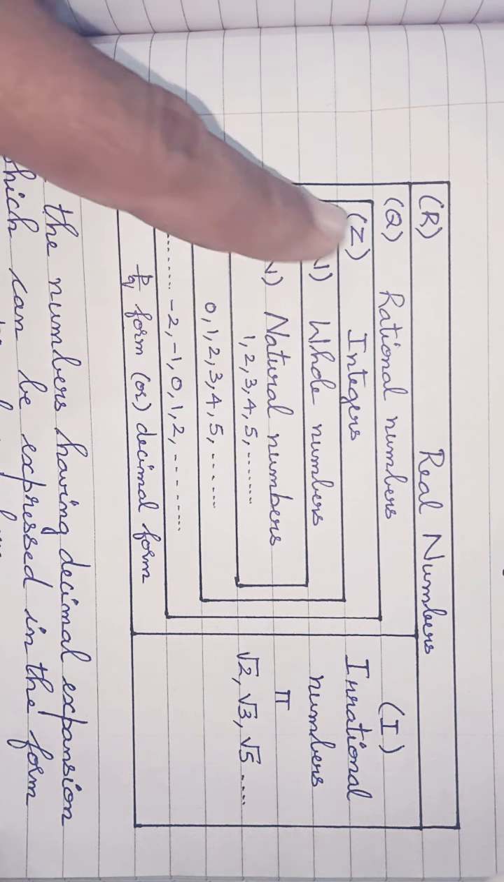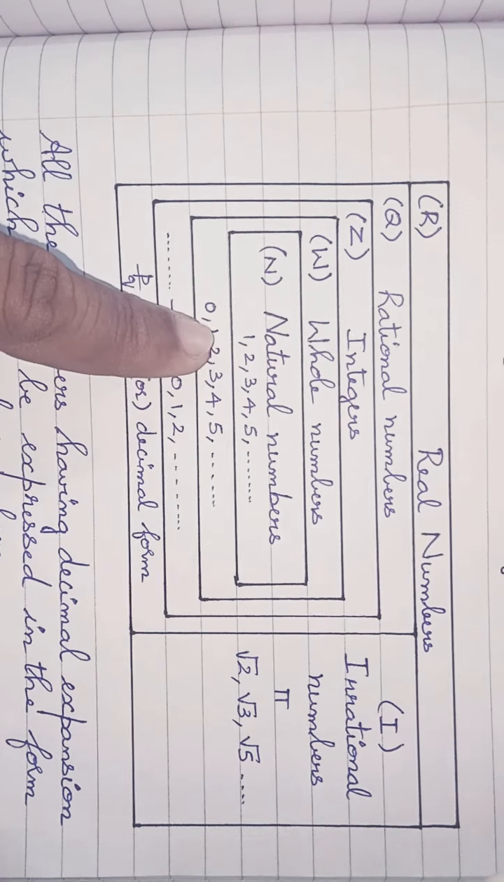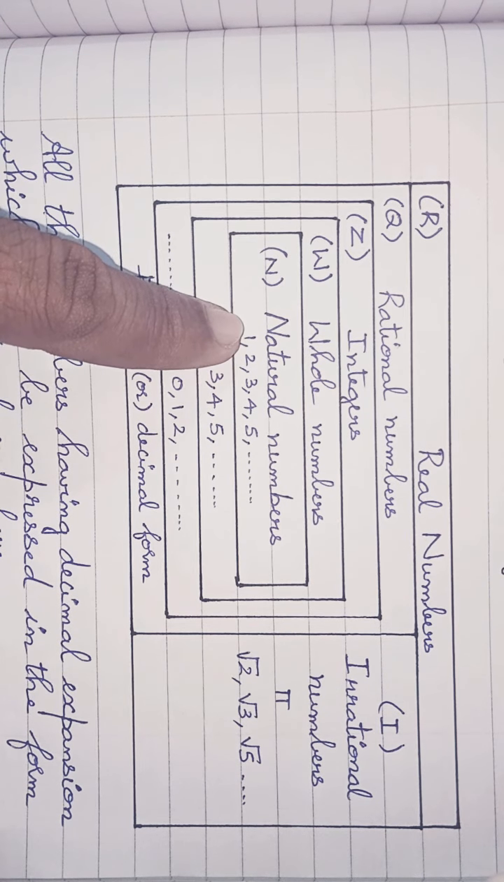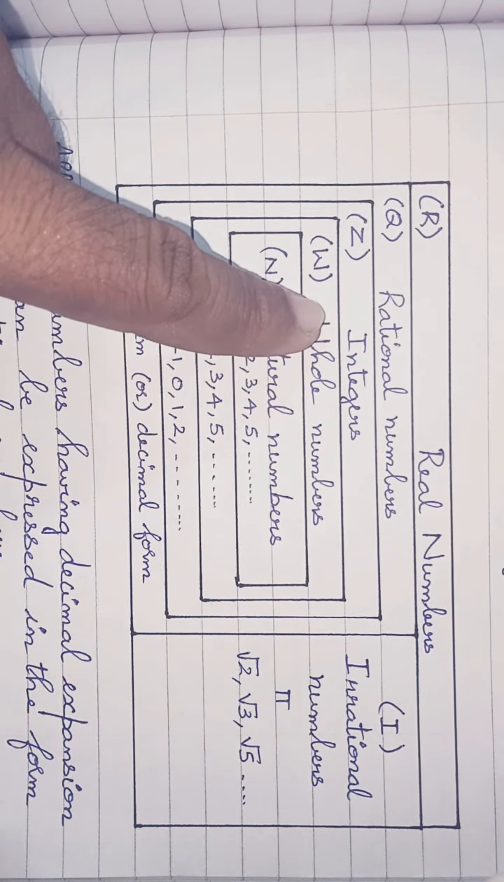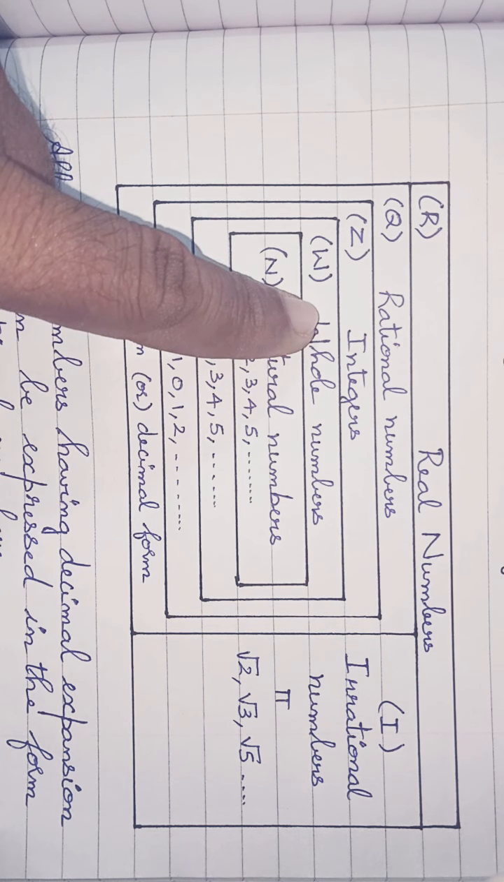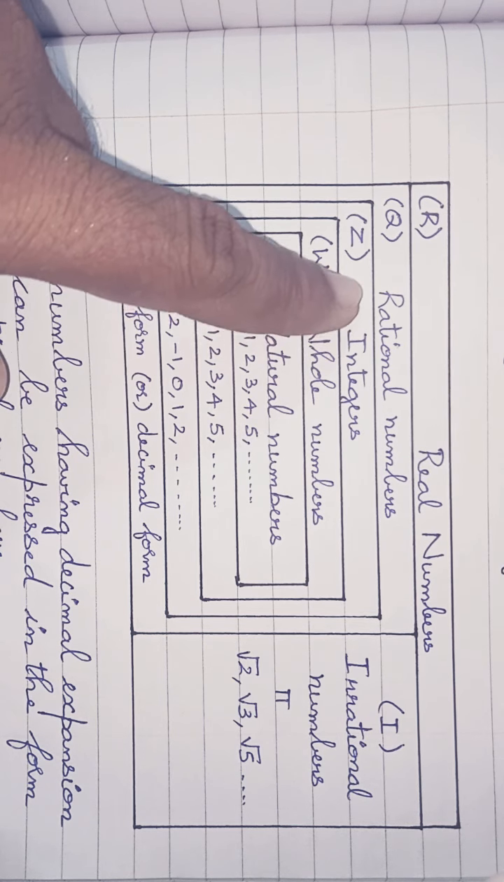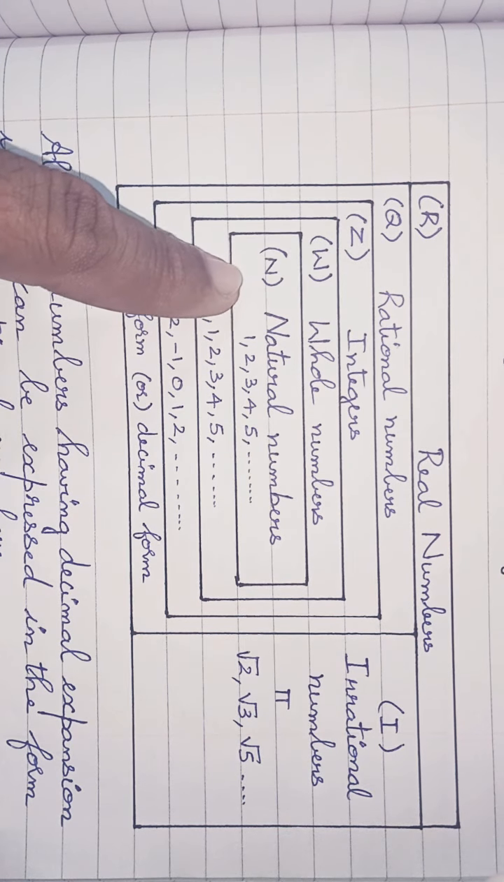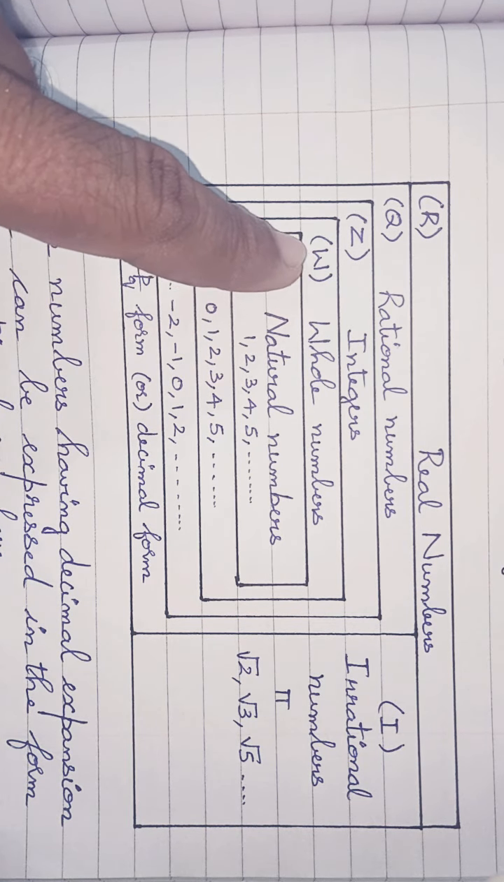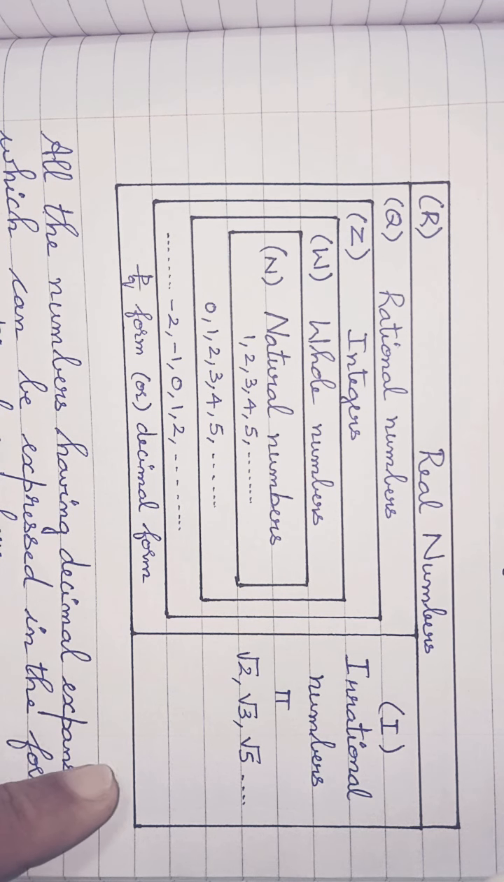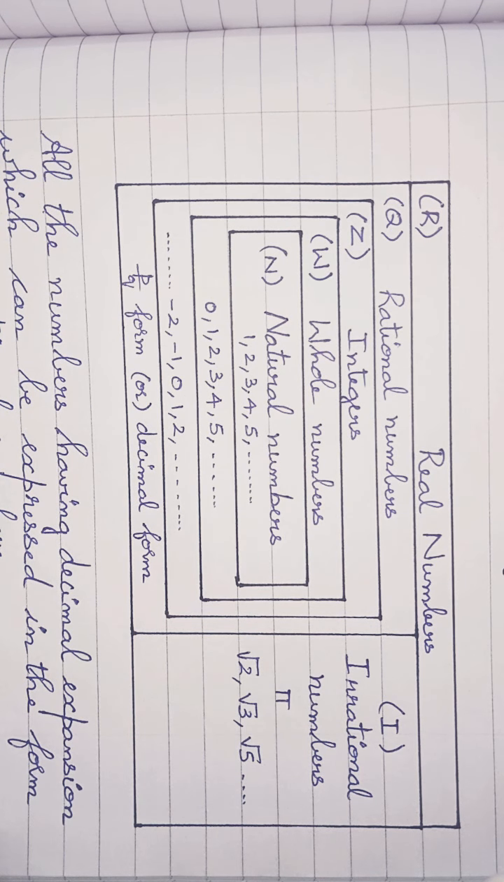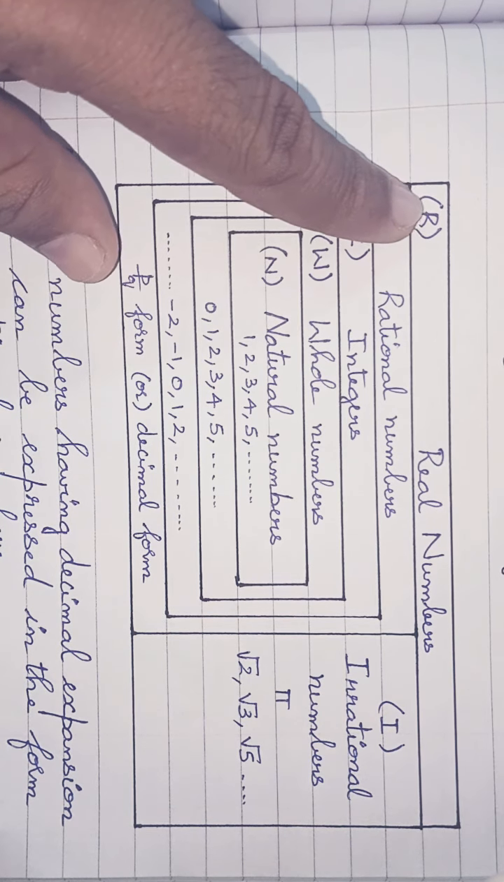Now in these rational numbers, natural numbers also can be written in the form of p by q, whole numbers also can be written in the form of p by q, integers also can be written in the form of p by q. So rational numbers will consist of all these numbers. Irrational numbers are separate, but rational numbers and irrational numbers put together are called real numbers, and they are represented by the symbol R.